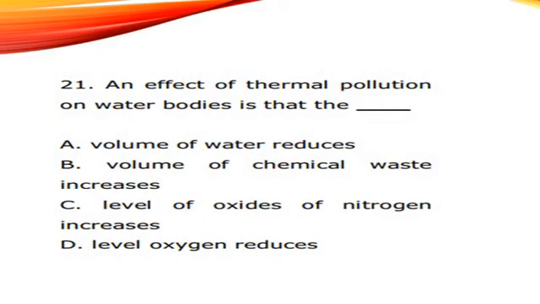Next is question 21, which says an effect of thermal pollution on water bodies is that the A. volume of water reduces, B. volume of chemical waste increases, C. level of oxides of nitrogen increases, D. level of oxygen reduces. And our answer is the dissolved oxygen level reduces. So our answer is D.